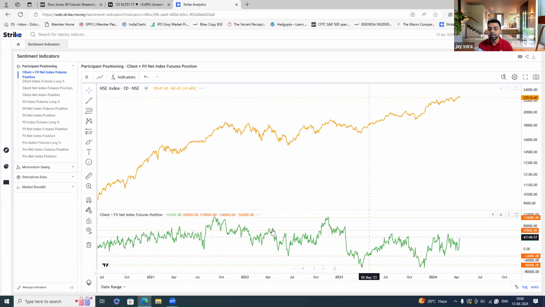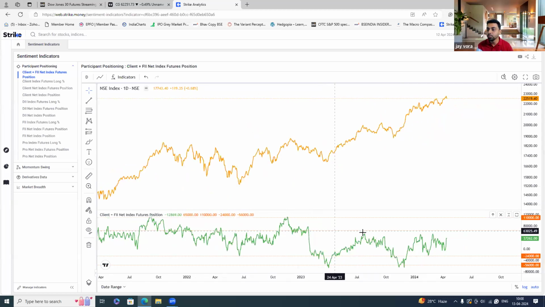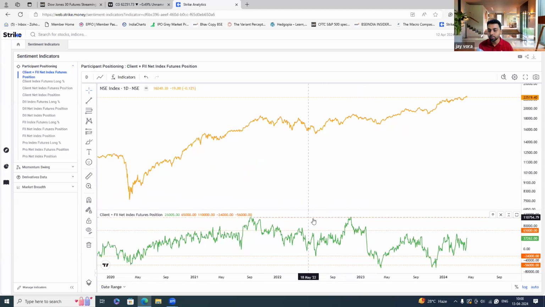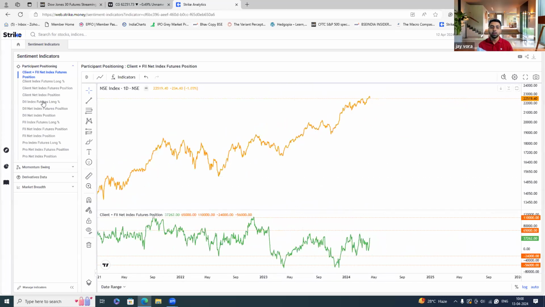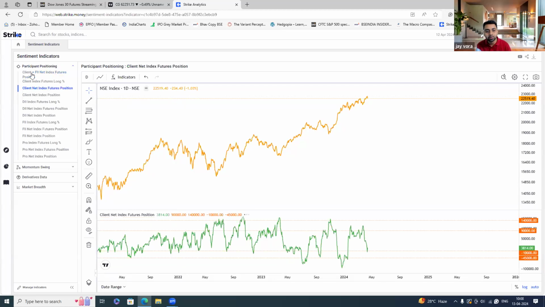So based on that, there are some overbought and oversold zones that we have observed looking at the past data, and that's what we have plotted over here in terms of this orange line which you can see. Okay, so first I'll come to the client data. Later on I'll cover this client plus FII as well.